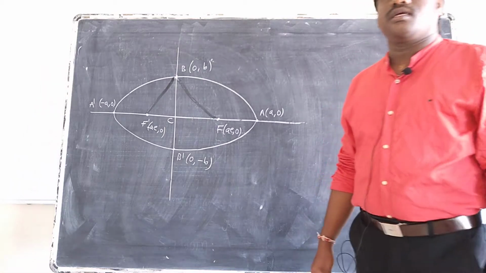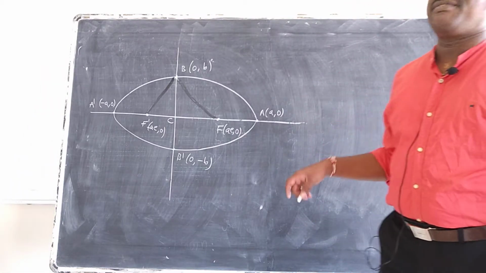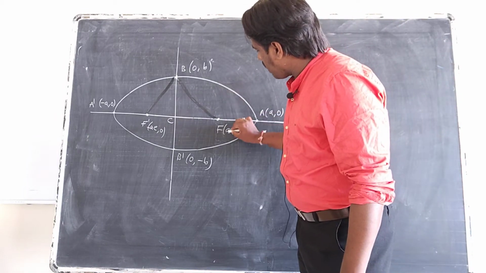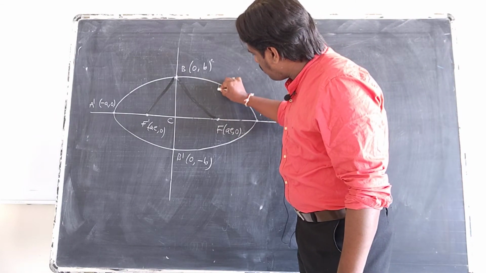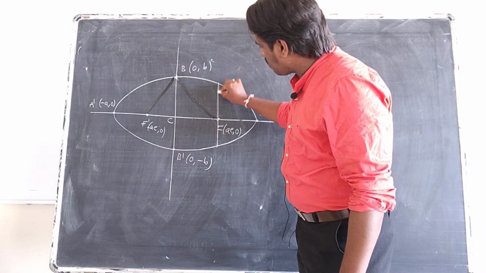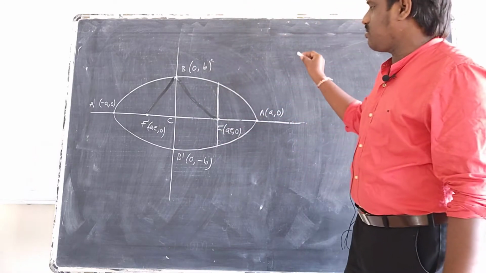Discuss about here, the length of latus rectum. Okay, so what I want to tell you here, this point is (a, 0). I told you, this is called latus rectum, right? What is the equation of latus rectum here?